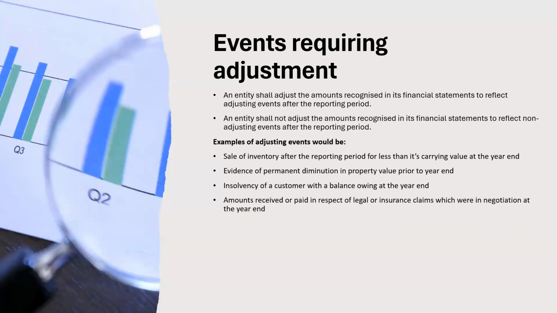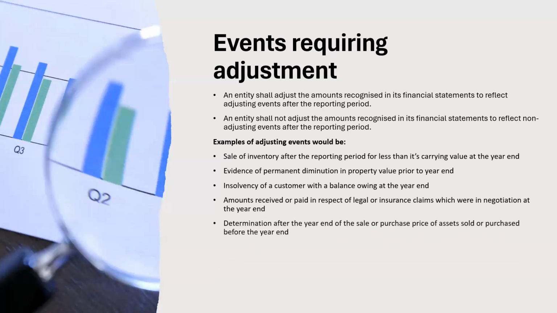Amounts received or paid in respect of legal insurance claims, which were in negotiation at the year end. At the year end, suppose you provided that a case would work in your favor, and it happens that the case never worked in your favor. So you have to go back, pass a journal and adjust.